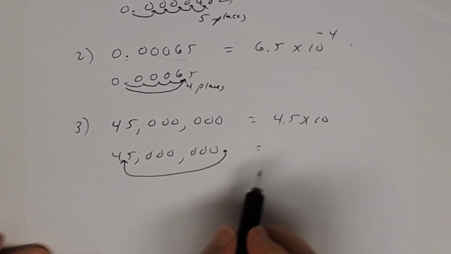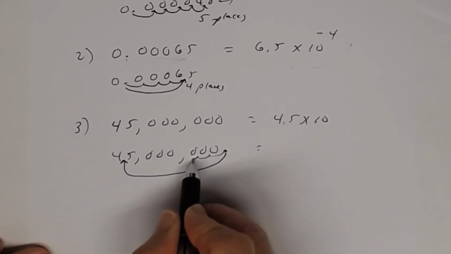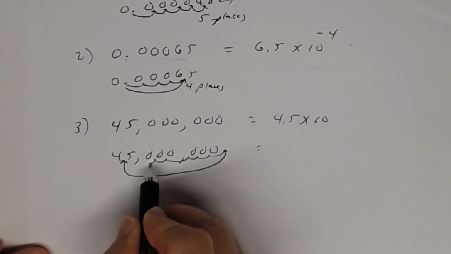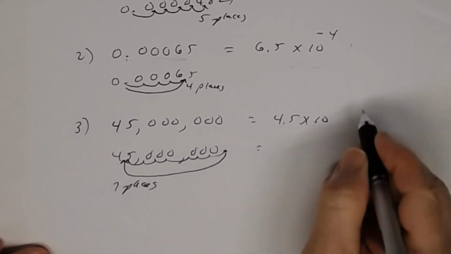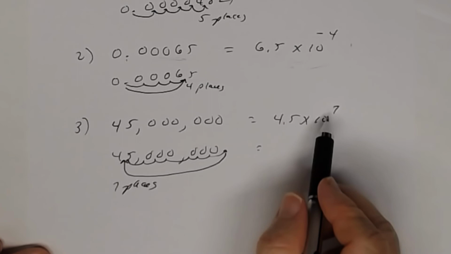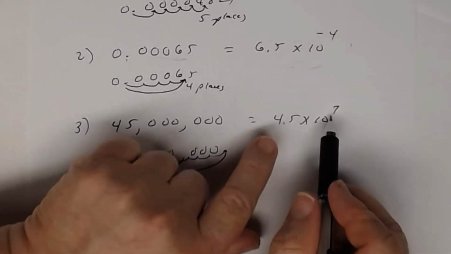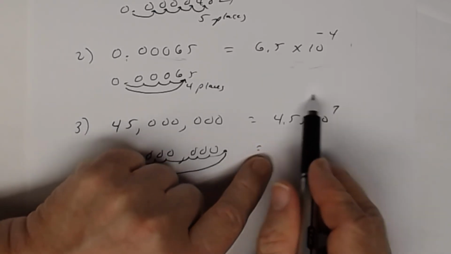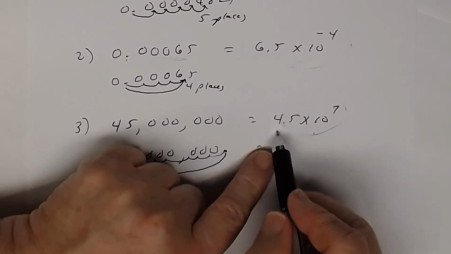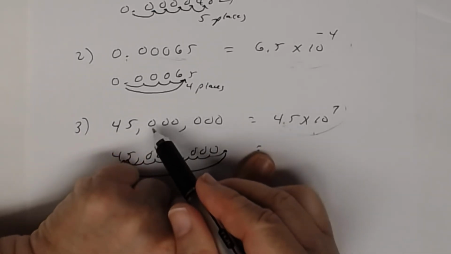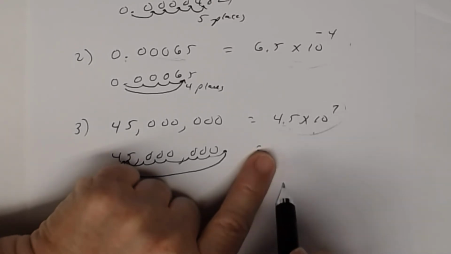All right, so let's talk about that power. How many places did I move this decimal point? 1, 2, 3, 4, 5, 6, 7. So 7 places, so I'm going to put a 7 here. And the question is, do I keep it as a positive 7 or write it as a negative 7? If I keep it as a positive 7, then the number has to be bigger than the coefficient. And it is. 45 million is bigger than 4.5. So what I have here is correct.